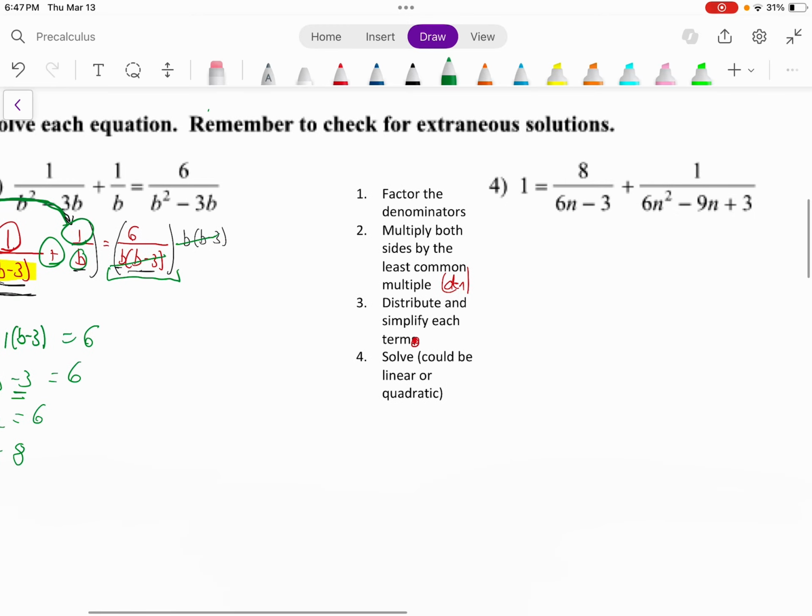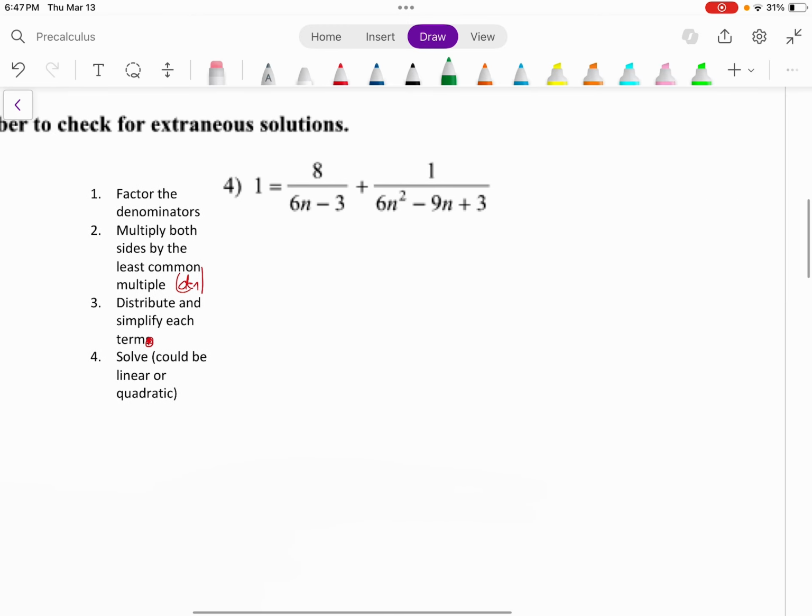All right, coming over to this next one, we're going to factor the denominators again. So we just have a 1 over here. That doesn't factor at all. We have 8. Well, looking at this one, a 3 factors out of that. So factor out a 3, we're left with 2n minus 3.